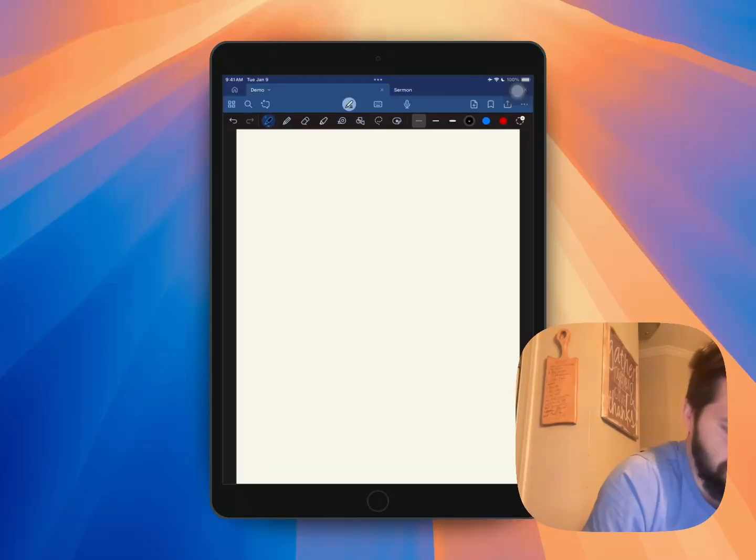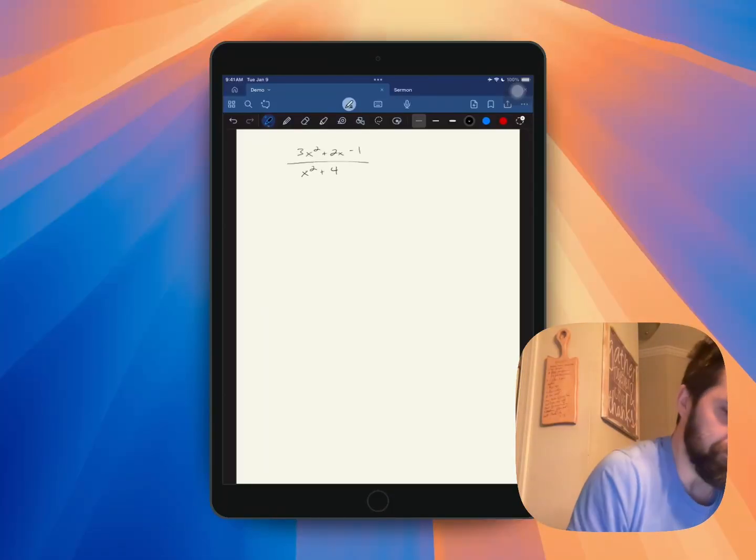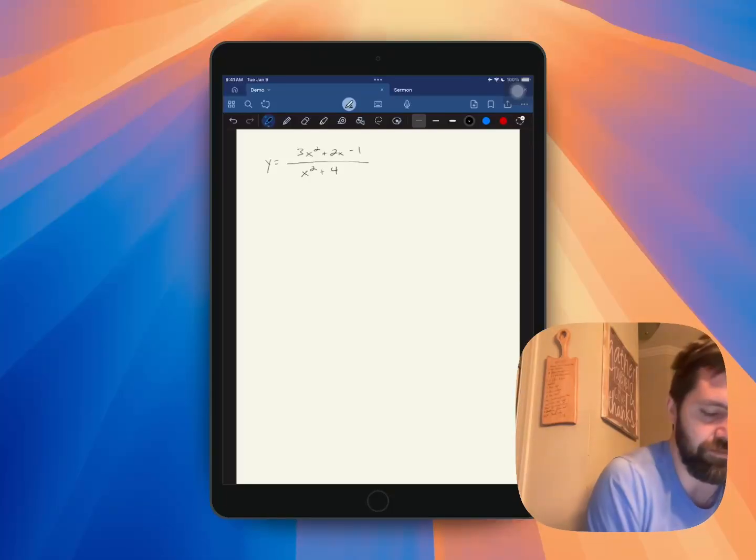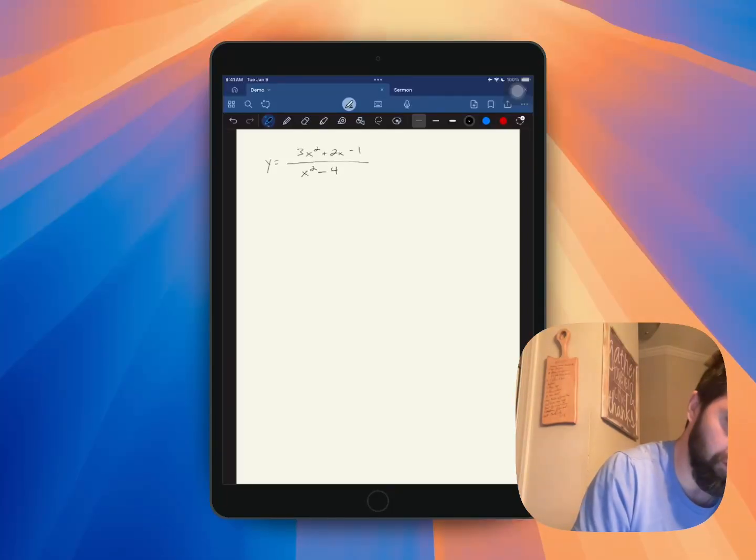So let's do 3x squared plus 2x minus 1 over x squared plus 4. Let's do minus 4. So we have some asymptotes that are easy to see. All right, so first off, this is x plus 2, x minus 2. We should recognize that pattern.